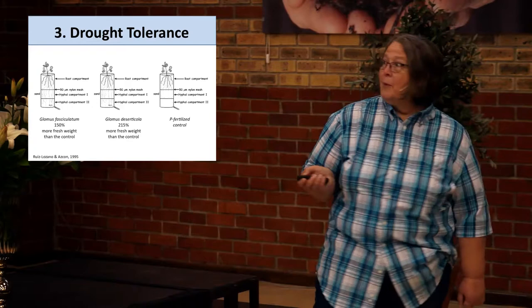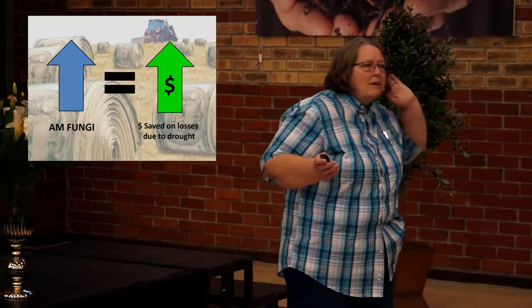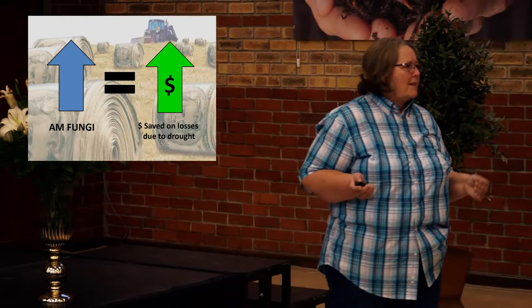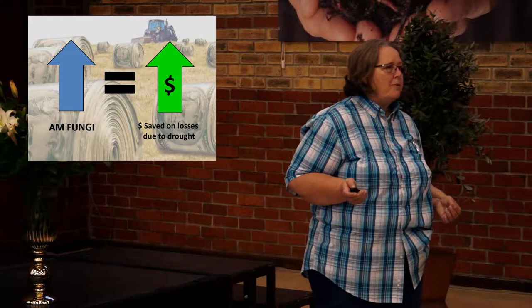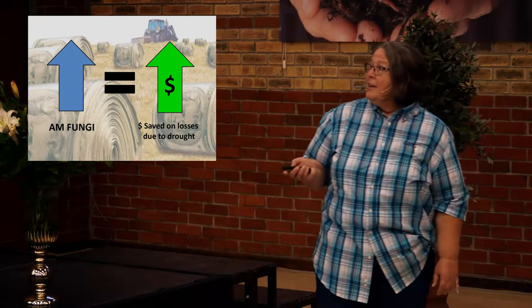So be aware. AM fungi means money saved on losses due to drought. In the United States, we have crop insurance. Do you guys have that? Yes, no? You do. So if you have to get crop insurance, that's worse than bringing in even a poor crop. One of the things that we've observed is people with good soil quality and good management are less likely to need to rely on crop insurance, because honestly, healthy soil is the best crop insurance you could have. In Australia, they don't have it. If you don't take care of your soil and you can't grow a crop, you go out of business.